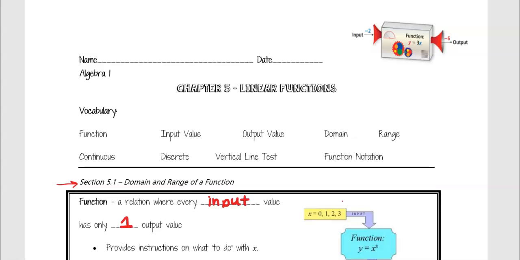Hey everyone, welcome to chapter 5. We are cruising through Algebra 1 here. This next section that we are going to talk about is all about linear functions. We're only going to talk about lines in this chapter, and we're going to start off by talking about a whole bunch of new vocabulary.